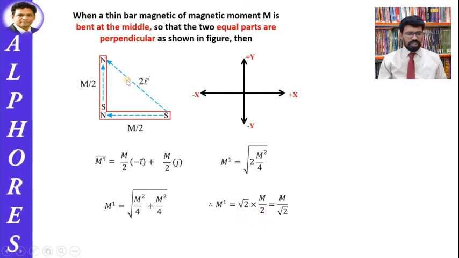And this can be approached in different ways also. If you manage to find 2L dash, the pole strength is constant, small m. So m into 2L dash can also lead to the same conclusion: M dash is equal to m by root 2.